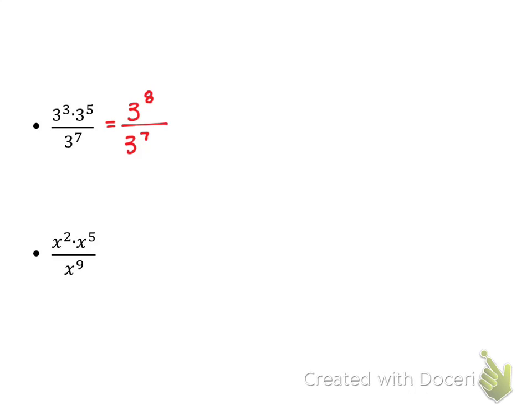Now I can use what we learned today, the quotient property, and I can subtract their exponents because they have the same base, which is 3. 8 minus 7 is 1. 3 to the first power is 3.